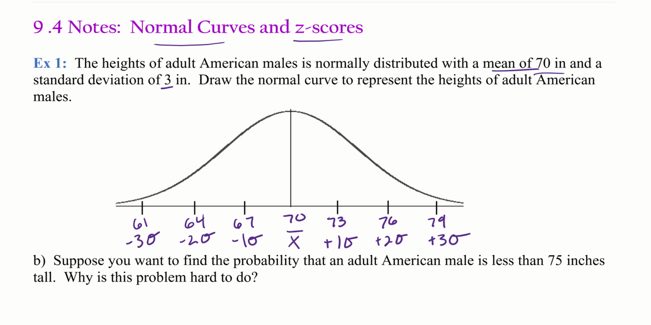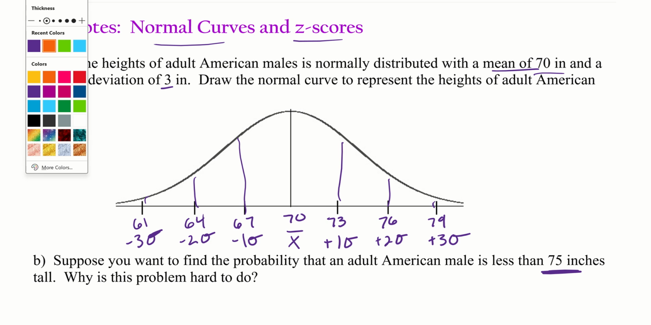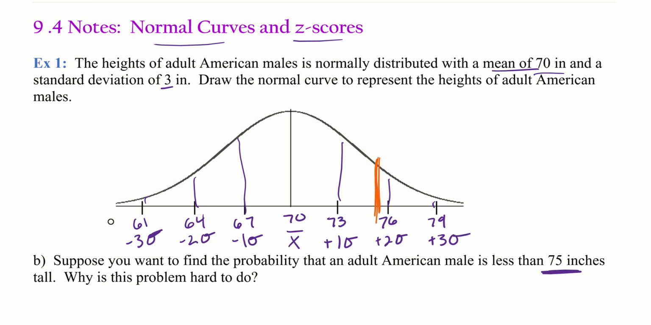Okay, so now if I ask you a question, we set up our curve and we know the percentages between each one of these. But then what if I want someone that is 75 inches tall? The problem is we don't know the exact percentage, because 75 would land somewhere right here. It doesn't land nicely on one of our standard deviations, so we need to use something called the z-score.